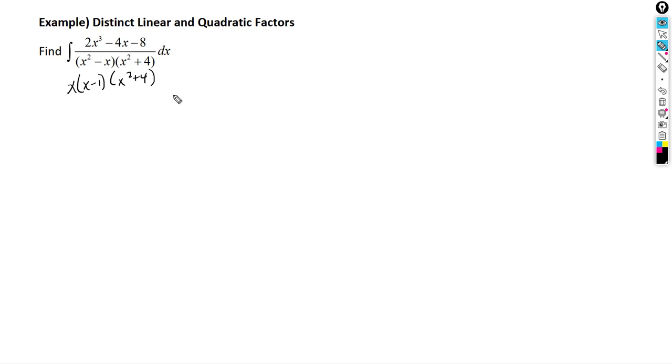How do I do that? I'm going to do the same thing as in the last section. This is going to equal A over x, plus B over x minus 1, plus something over x squared plus 4, and this is where the change is. When you had a linear factor, like x or x minus 1 or x minus 3, the numerator is always going to be a single letter, A or B.